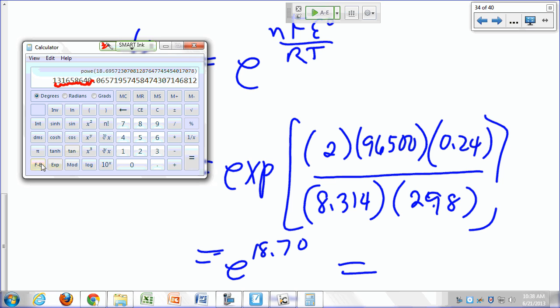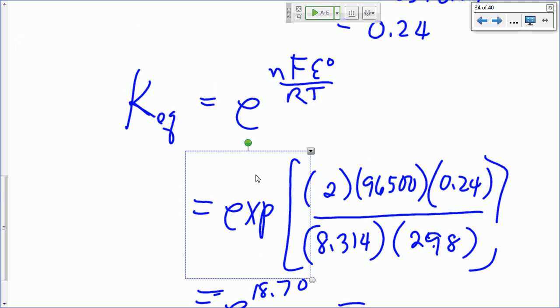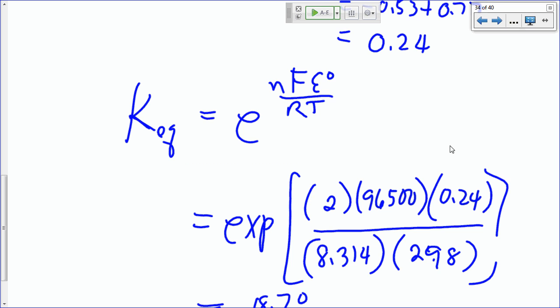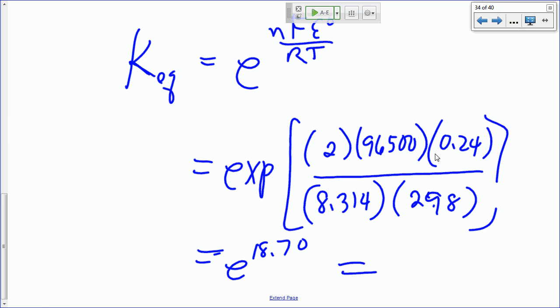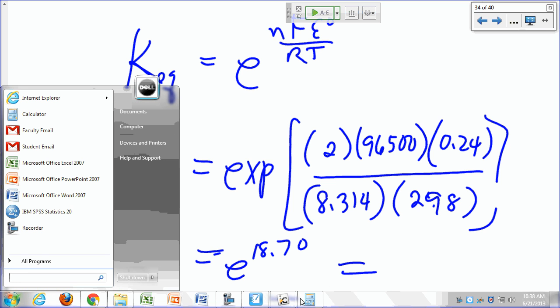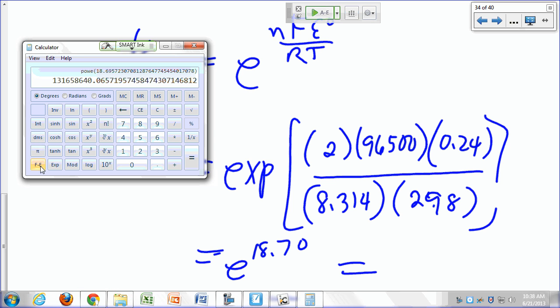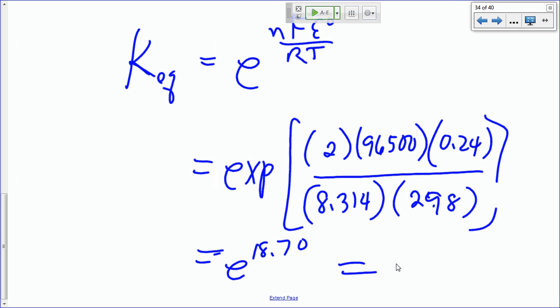Why did you use the positive 0.24? Why did I use the positive 0.24? It is positive. Negative 0.53 plus 0.77. Oh, this thing right here, F to E, that's fixed notation to exponential notation. That allows you to switch between the two. So this is 1.3 times 10 to the 8.